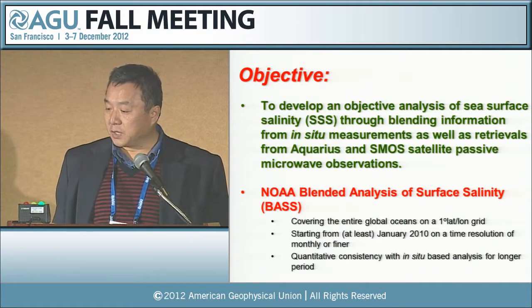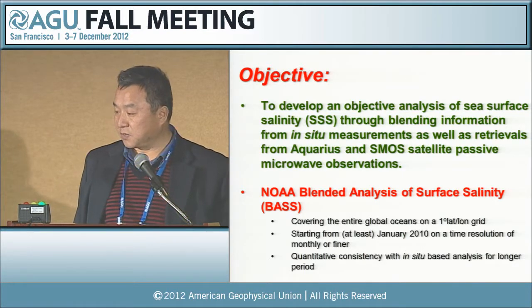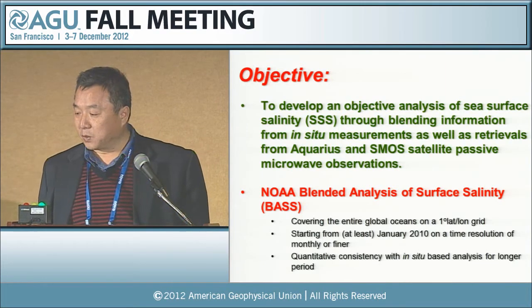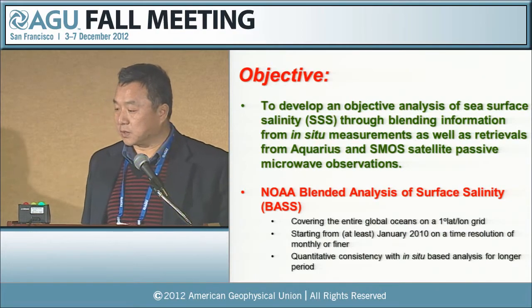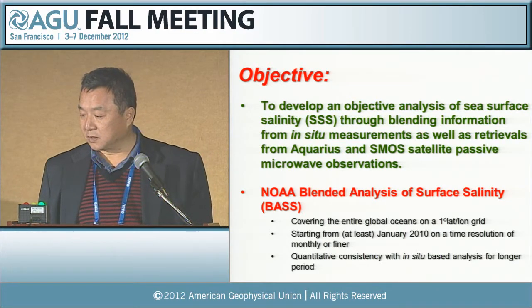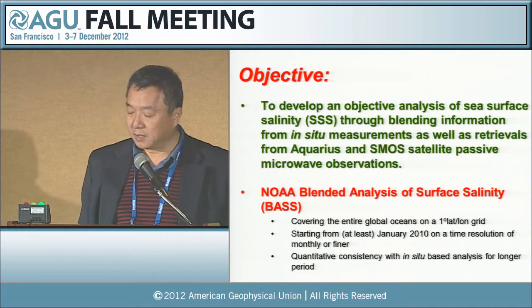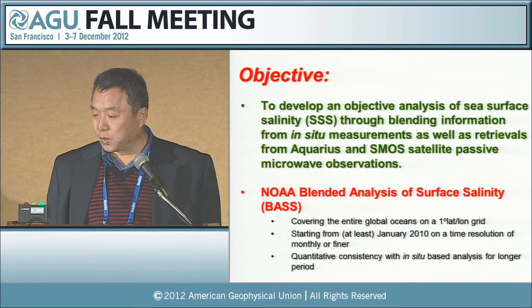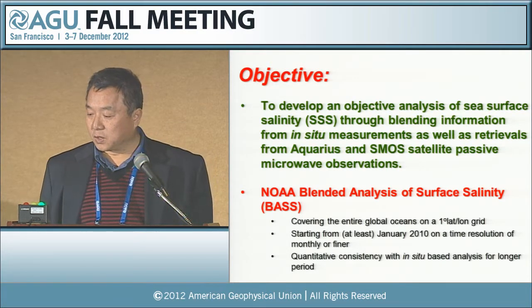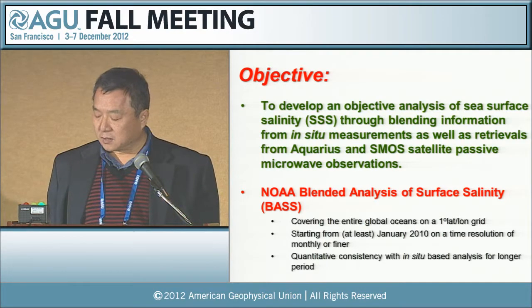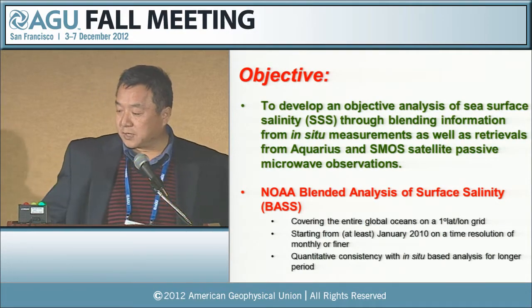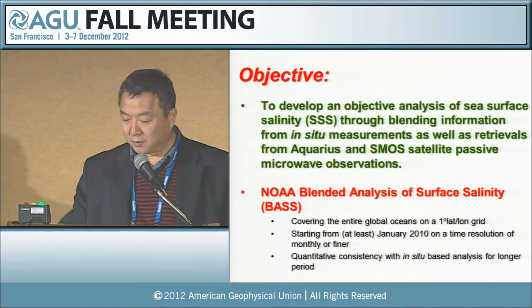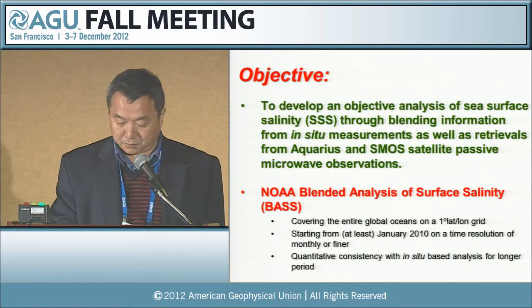Our goal is that the NOAA blended analysis of surface salinity, which we call BASS, B-A-S-S, will cover the entire global ocean at a 1 degree latitude-longitude grid, starting from at least January 2010, on a time resolution of monthly or finer. We started with monthly time resolution, and we hope in the future, when everything is done, to get some quantitative consistency of this analysis with in situ based analysis for a long time period, so that people can use this from a climate perspective.